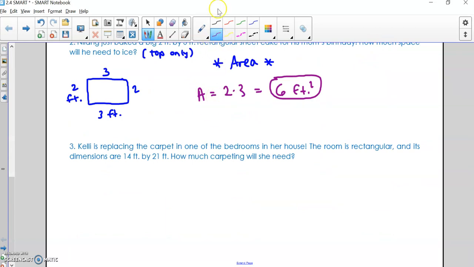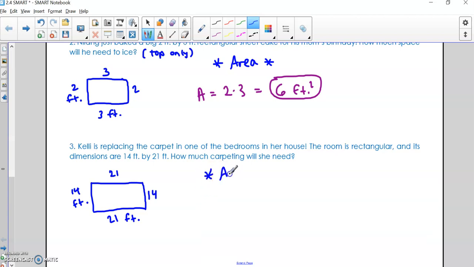All right, one last example. We have Kelly replacing her carpet in the bedroom. It's a rectangular room, and it's a 14 by 21 foot room. So let's draw one more rectangle here. We have 14 feet, 21 feet, and of course the other sides. Alright, so now again, because she is carpeting a floor, and that means she is filling in a space, I would say that this one is asking for area.